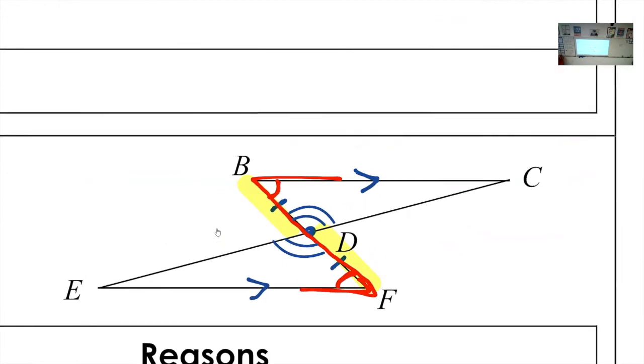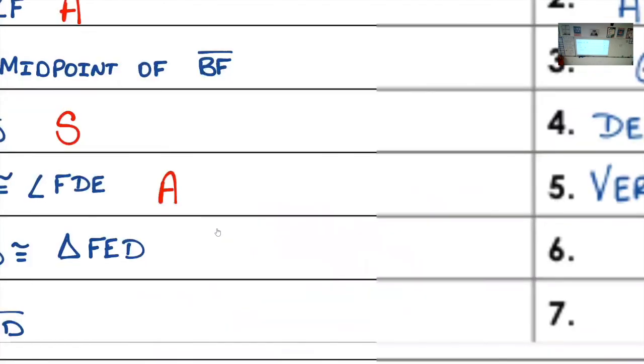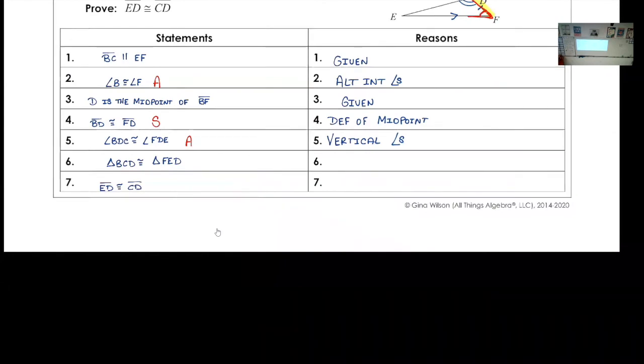Remember, guys, we look at it one at a time. Our yellow side is between the red and the blue. So why are our triangles congruent? Angle, side, angle. So because our triangles are congruent, why is ED congruent to CD? CPCTC.